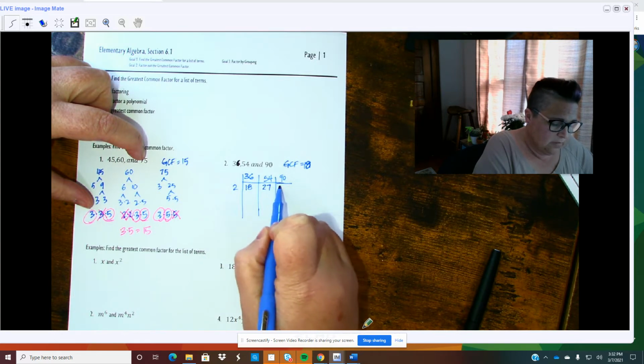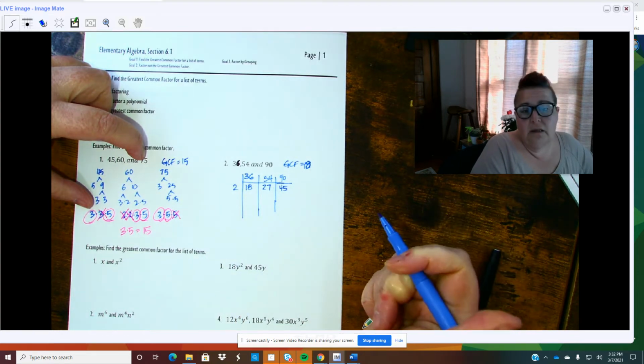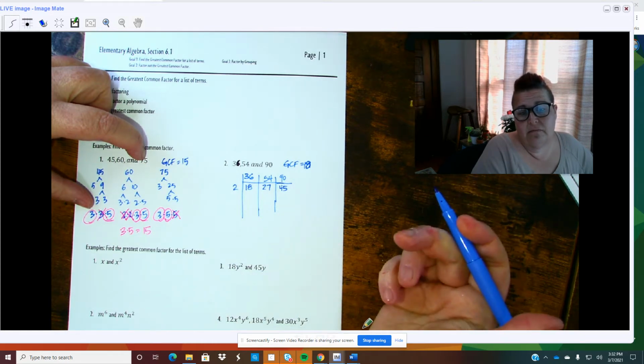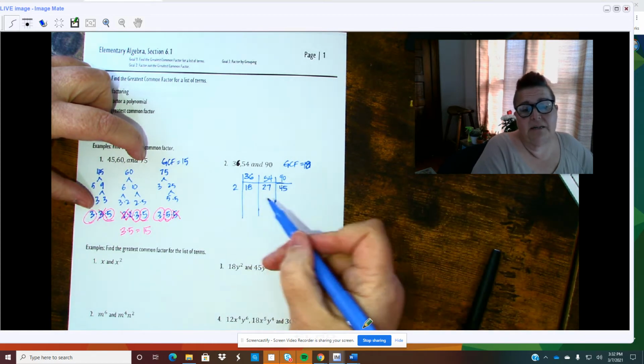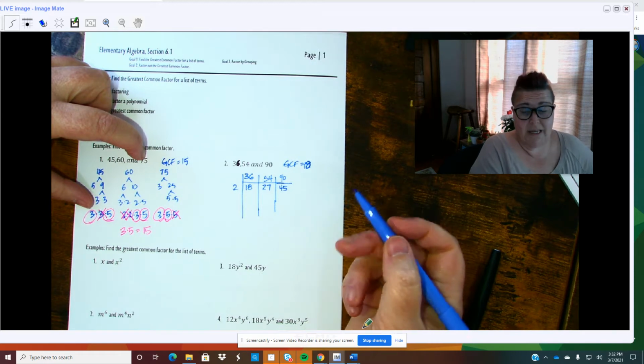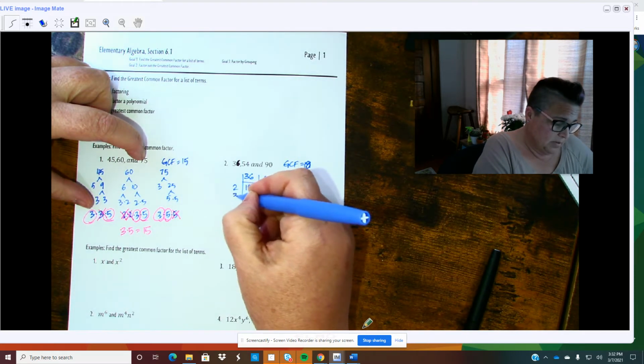2 goes into 90 45 times. Now, will 2 go into all of them again? It will only go into 36. It won't go into any of the rest. So I can't use 2 again. So now I'm going to bump up to 3.